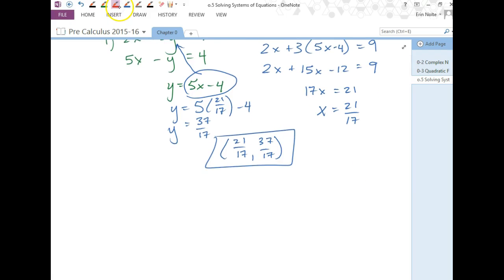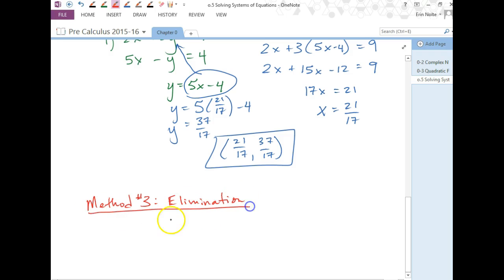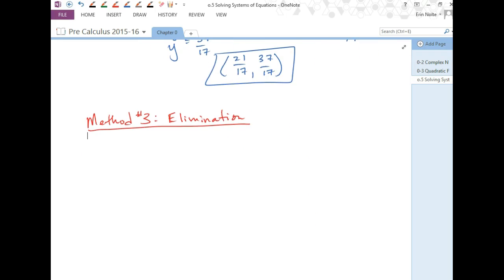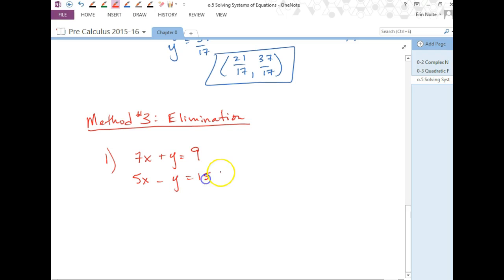Last method, everybody's favorite. Everybody usually likes elimination the best. It's pretty simple. So question 1, let's say we have 7x plus y equals 9 and 5x minus y equals 15.